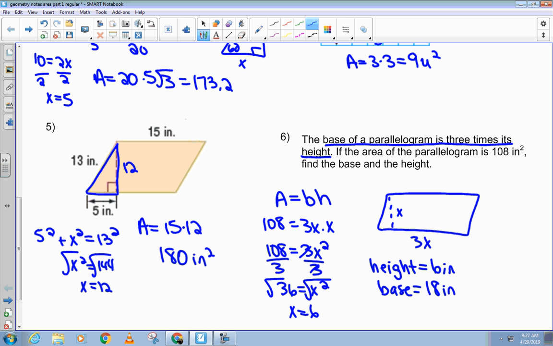Now, these are just in inches, not inches squared, because the area is in inches squared. They gave us that. We're kind of working backwards, finding what the base and the height are. Okay? All right. Any questions on that?